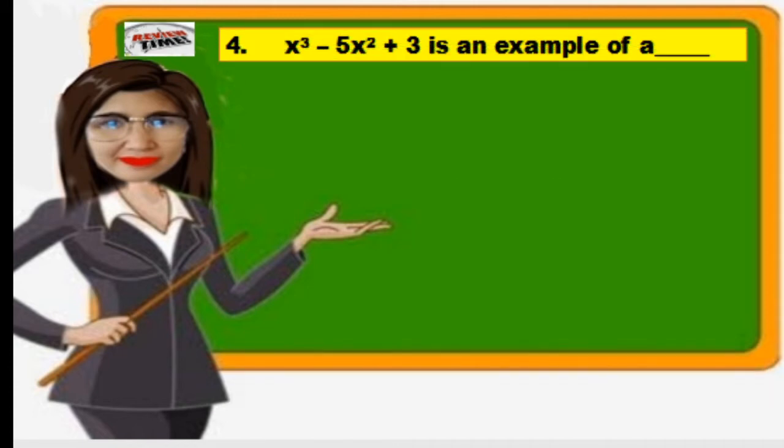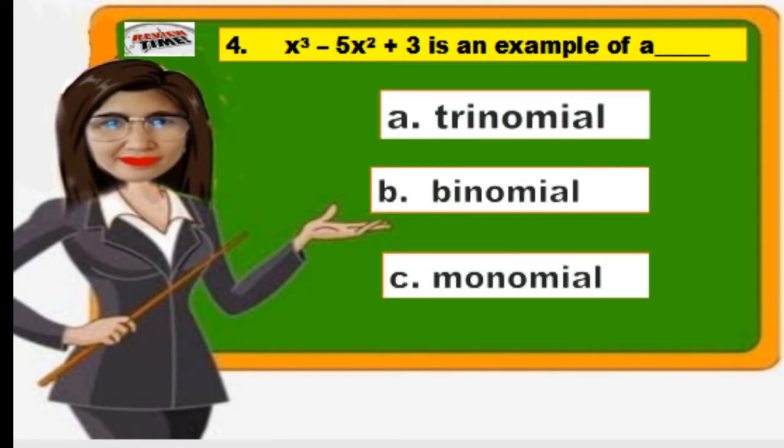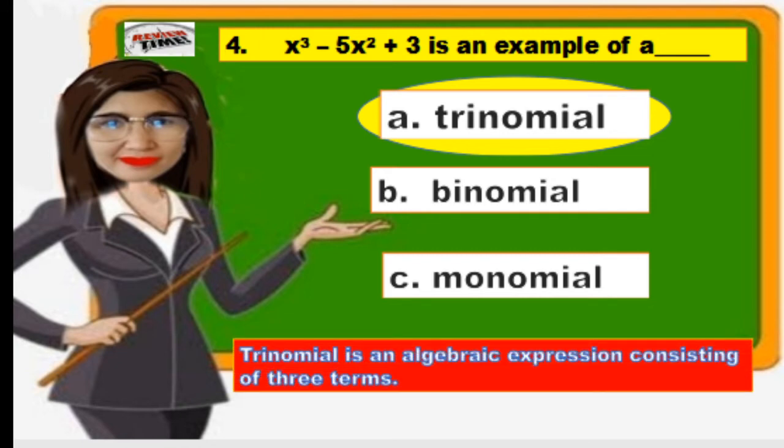One last. x cubed minus 5x squared plus 3. Is it an example of a trinomial, binomial, or monomial? Count the terms. So, that is an example of a trinomial. Correct. Remember that a trinomial is an algebraic expression consisting of 3 terms. Do not forget our lesson about polynomials because we will be using it in our lesson today.